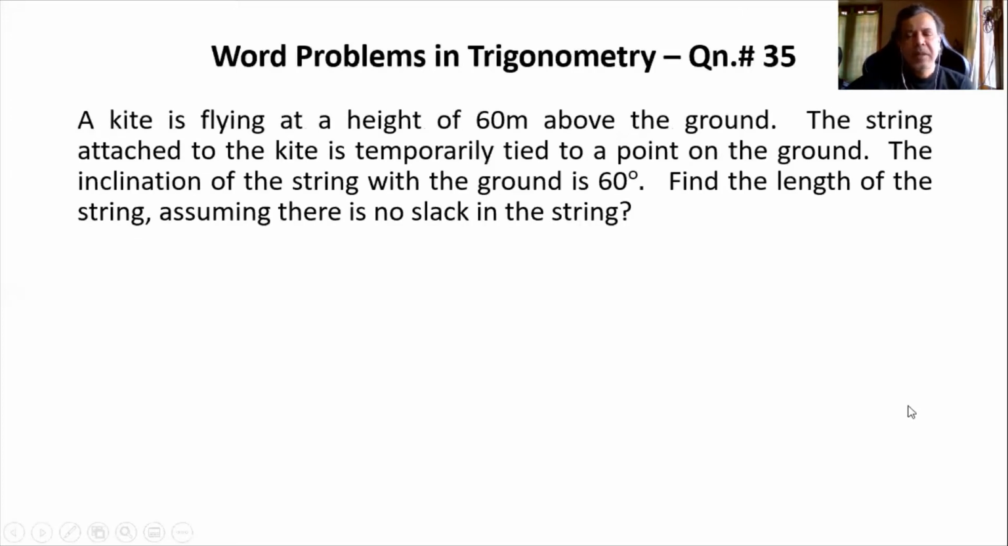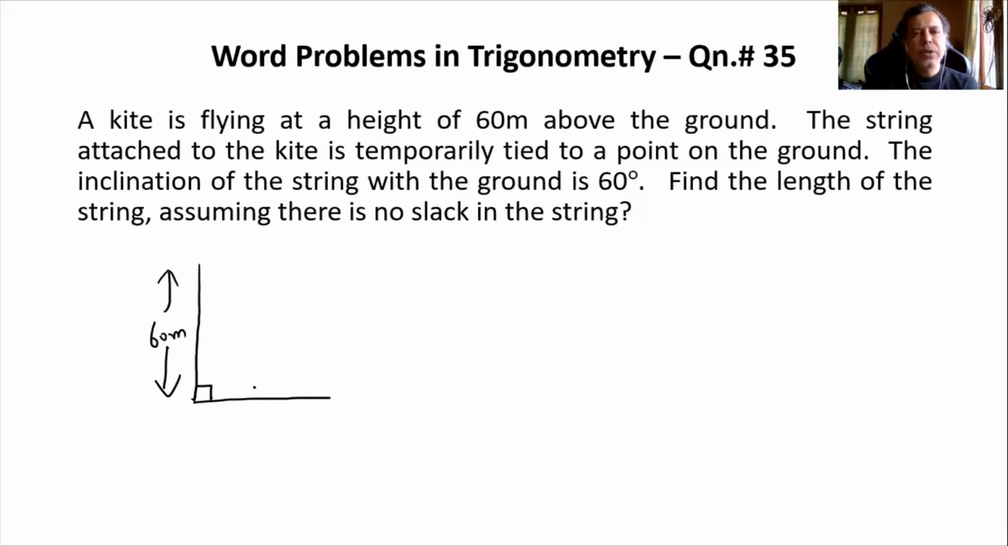Question number 35. A kite is flying at a height of 60 meters above the ground. The string attached to the kite is temporarily tied to a point on the ground. The inclination of the string with the ground is 60 degrees. So here they gave you the height. The vertical length is known to be 60 meters above the ground. Since this is vertical, I will put here 90 degrees.